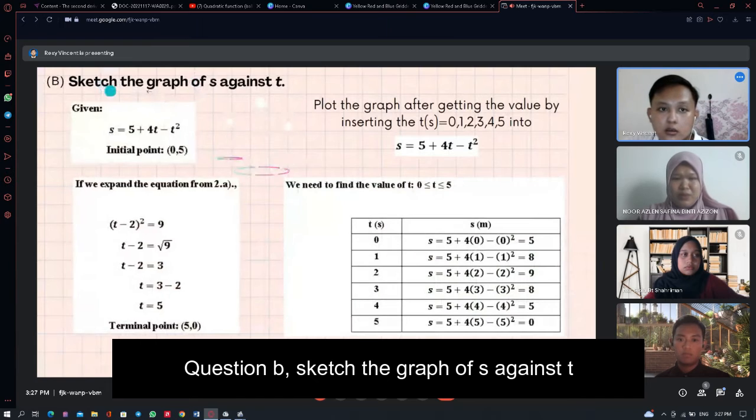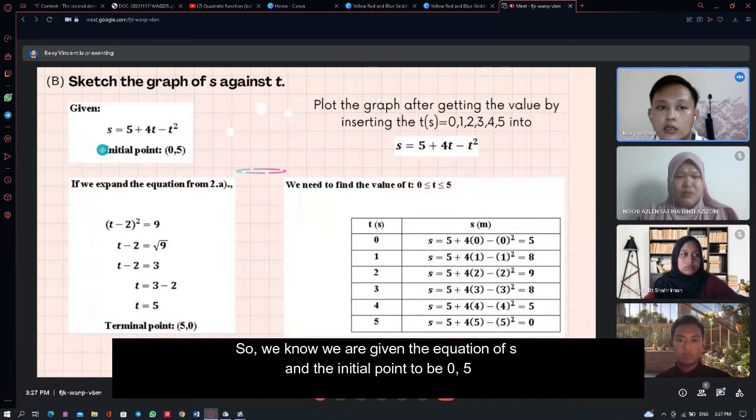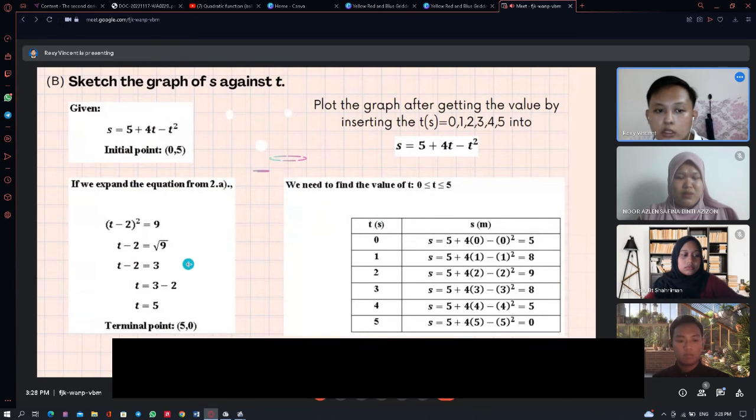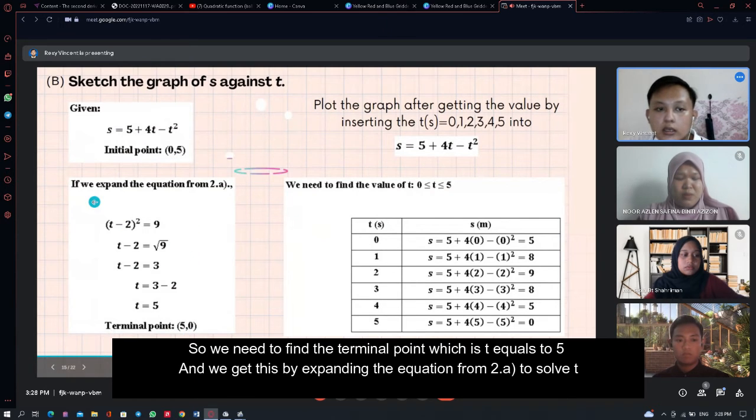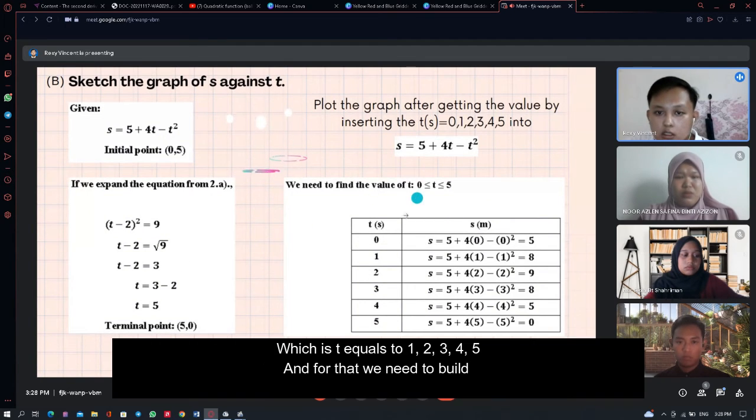Question B. Sketch the graph of s against t. So we know that we are given the equation of s and the initial point to be (0, 5). So we need to find the terminal point, which is t equals 5, and we get this by expanding the equation from 2a to solve for t. And now that we know the initial and terminal points, we need to plot the graph after getting the values of t, which is t equals 0, 1, 2, 3, 4, 5.